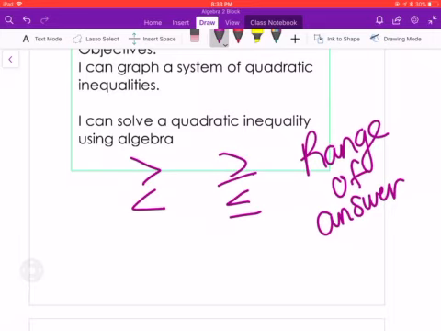When we graph on the number line, remember that if you have a greater than or less than, you'll have an open circle. And if you have a greater than or equal to or less than or equal to, we'll graph that with a closed circle to represent the difference between those inequality symbols.